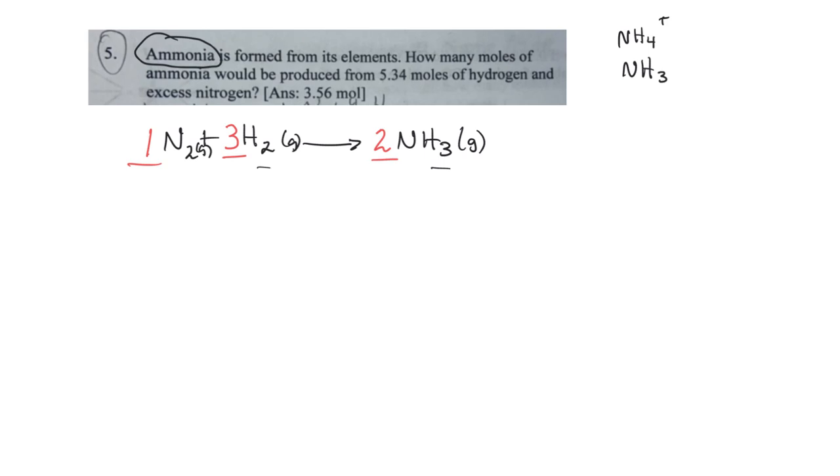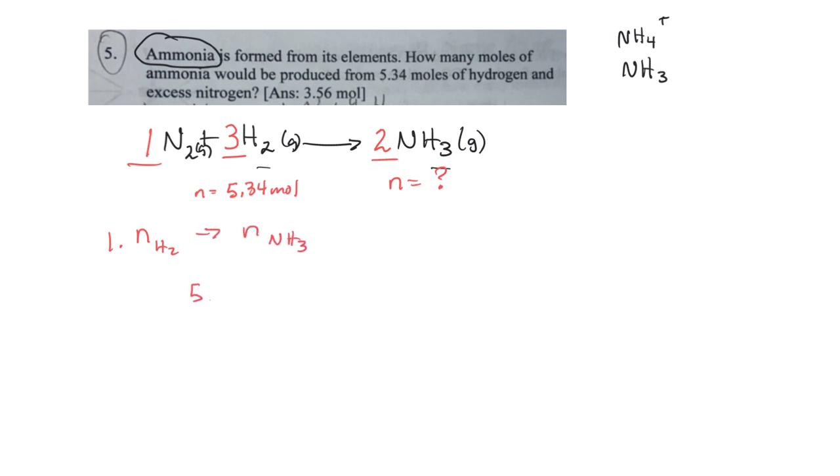So they say how many moles of ammonia produced? So n is equal to question mark, from 5.34 moles of hydrogen. So here's hydrogen, so I have 5.34 moles of hydrogen. Okay, so my first step then will be to convert the moles, and my only step, I guess, moles of hydrogen to moles of ammonia.